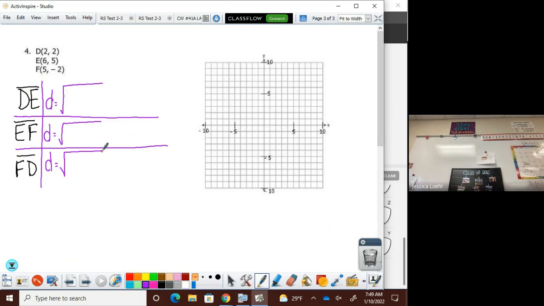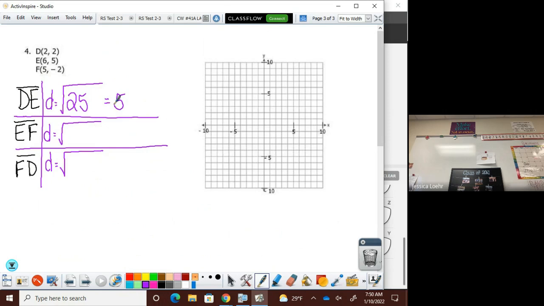All right, what did we get for DE as the distance? Brenna? Hold on, you don't have to give me the equation, just the answer. Radical 25. Good. Radical 25, which is the same thing as just 5. So the square root of 25 is 5.